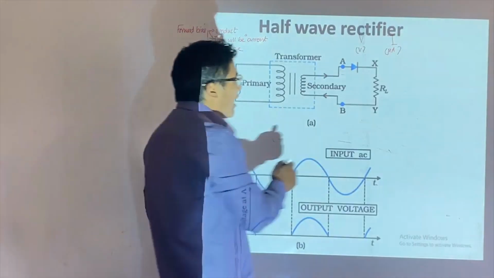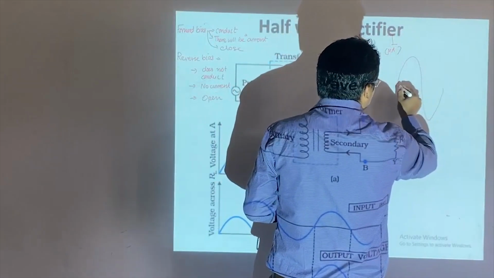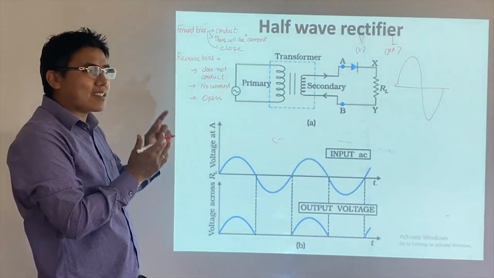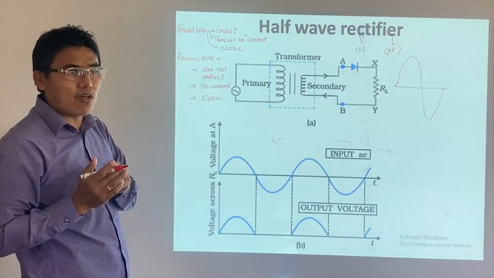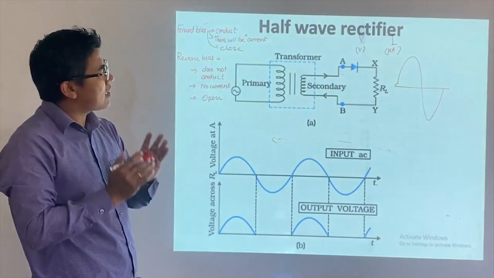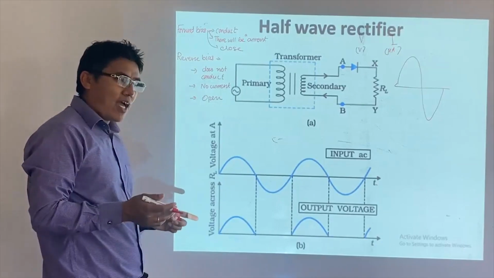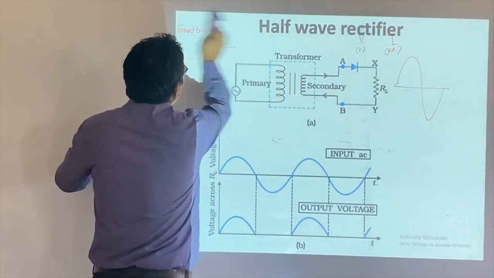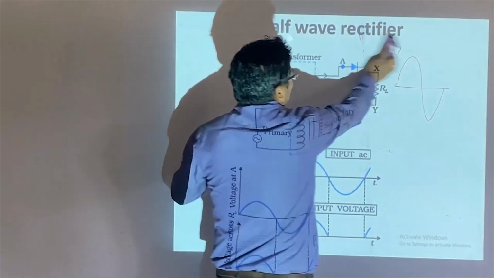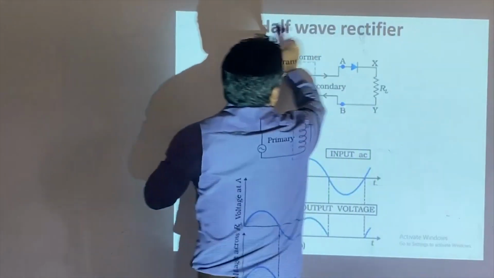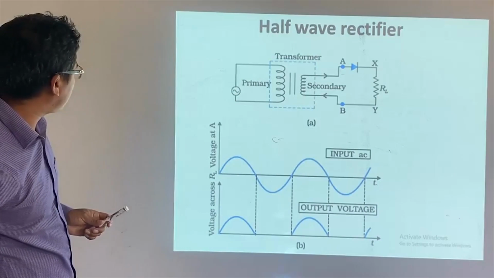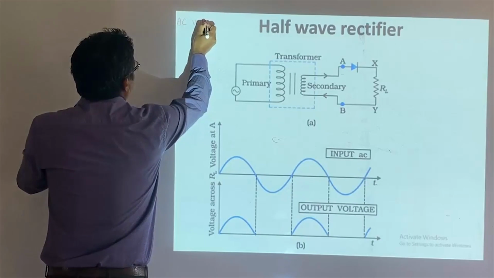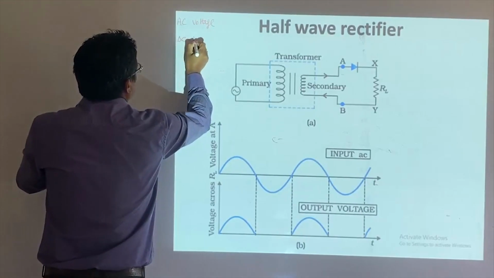When we talk about alternating currents, current is always in this form, right? This is what we call alternating voltage. In a cycle, half a cycle is a positive voltage, half a cycle is negative voltage. This is the difference between alternating voltage and direct voltage, the difference between AC voltage and DC voltage.